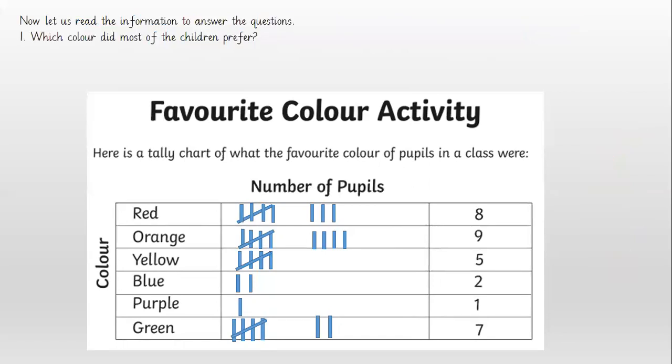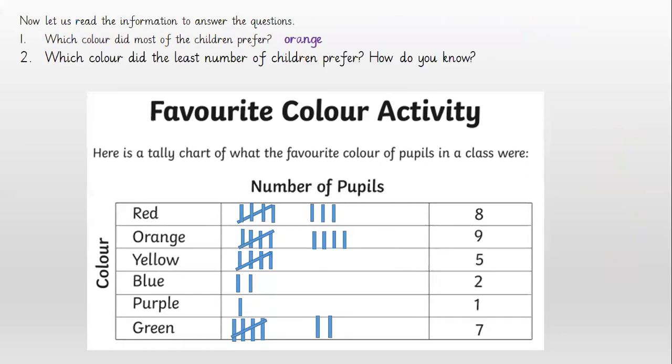Now let us read the information to answer the questions. Which color did most of the children prefer? I can look at my totals to work it out, or I can count my tallies and I see that orange is the color that most children preferred because there were 9 of them that preferred orange. Next question, which color did the least number of children prefer? And it's asking you, how do you know? So, I know that it's purple because only one child liked that color. So that's the least favorite color.